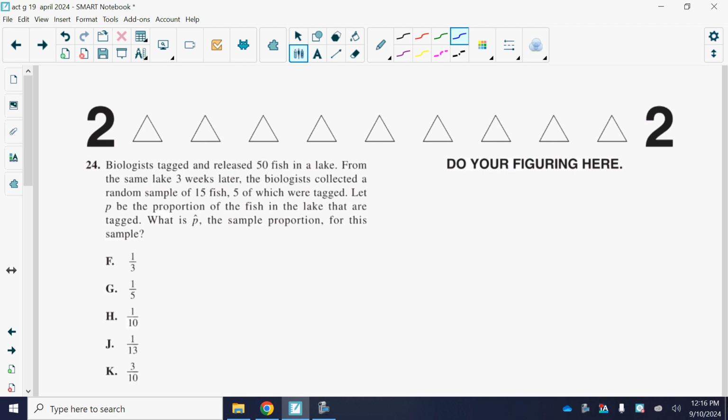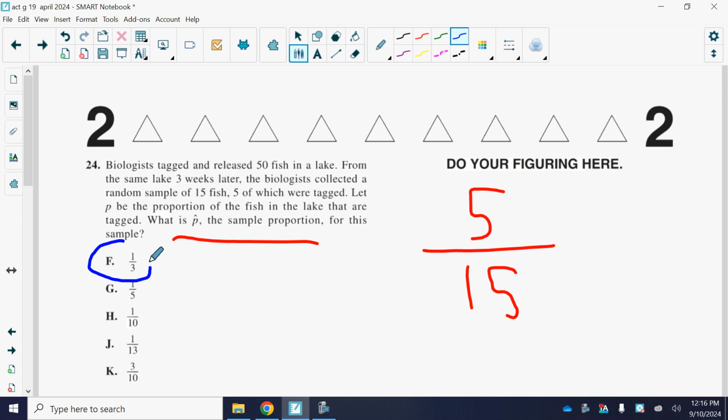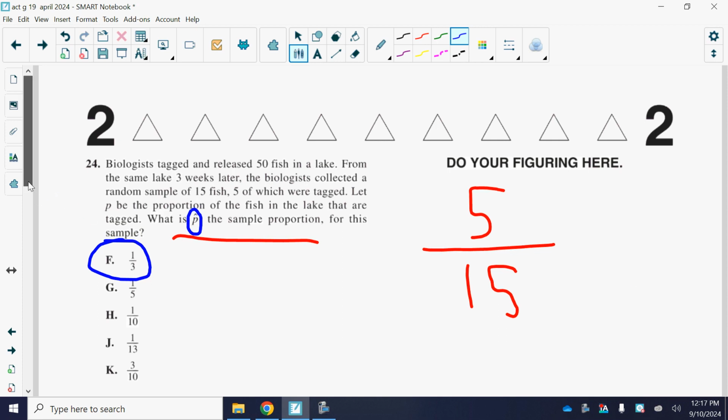This is just the sample. The sample was 15 fish, 5 were tagged. So that's all they're asking. Usually that's a proportional problem, but here they're just asking for the sample. I forget what you call that in statistics, but it's 5 out of 15.